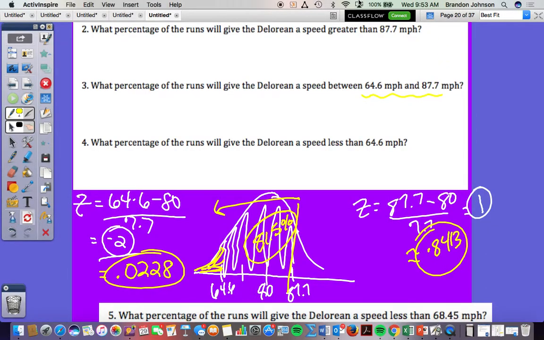Good, good. Okay. Do this on number 4. It says, what percentage of the runs will give the DeLorean a speed that's less than 64.6? I think we've already done that because we did this one over on this side. So here's what I want you to do. I want you to find what percentage of the runs will give the DeLorean a speed that's less than 63 miles per hour. I want you to try it. You can't use your rule. You got to use your z-score and your table A. So with someone next to you, see if you can attack that number 4. Okay? Go ahead.